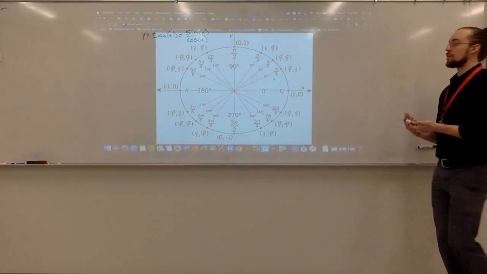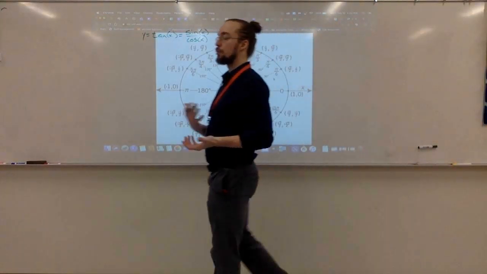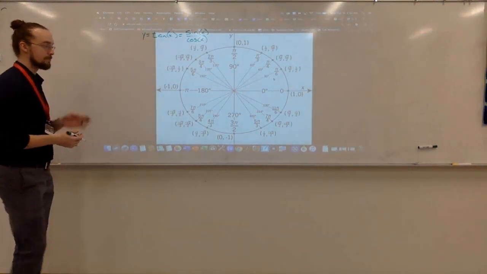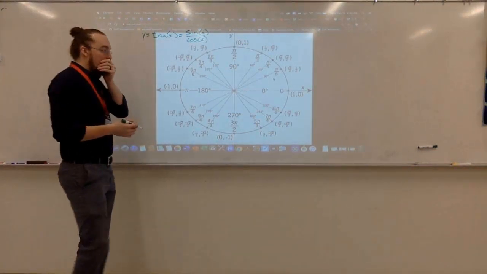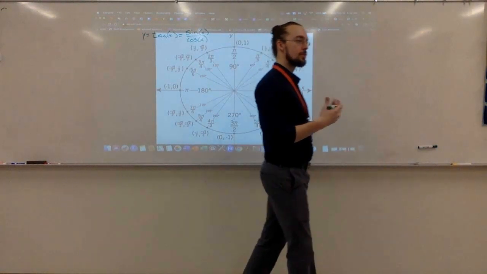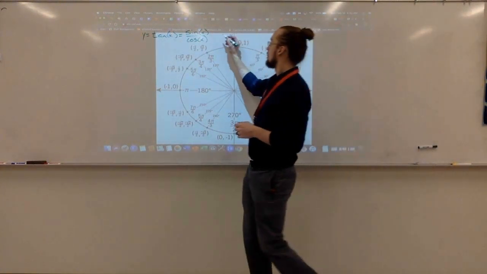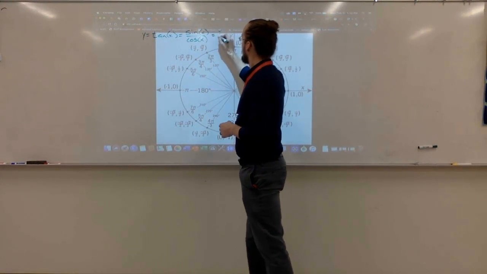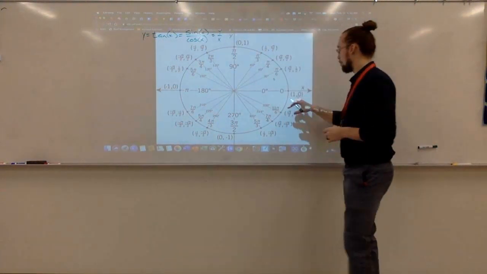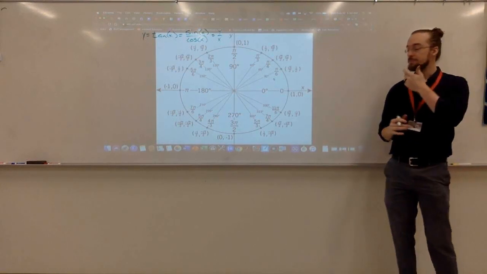If we're taking the sine value over the cosine value, that means we're taking the y value over the x value, right? So on the unit circle, we're just taking the y value over the x value.